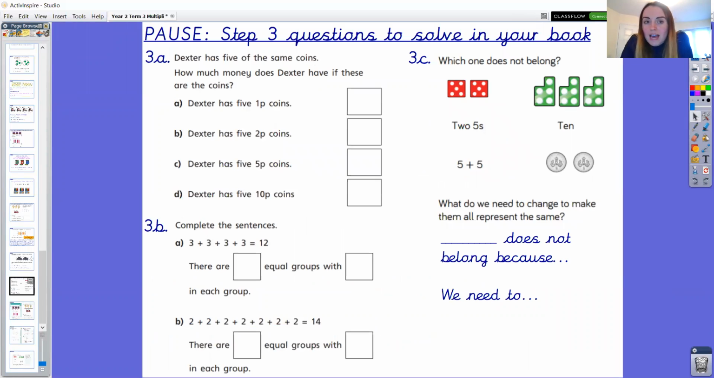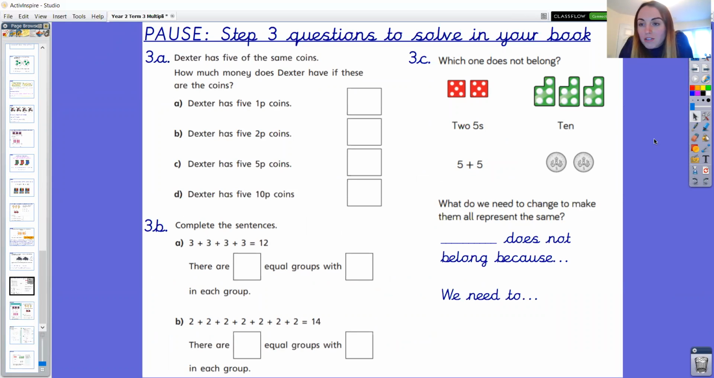Okay, on your screens now, you should be able to see the step 3 questions to solve in your book. For 3A, Dexter has 5 of the same coins. How much money does Dexter have if these are the coins? On 3B, complete the sentences.